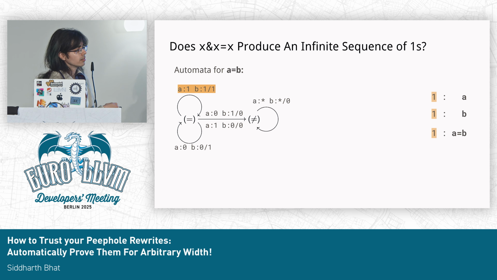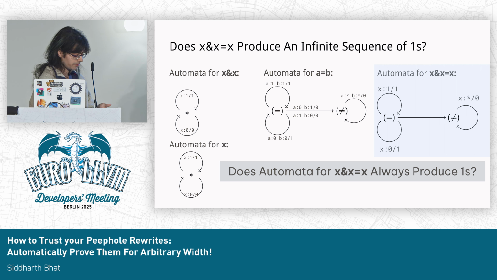So now what I can do is combine the automata for the bitwise and, the equals, and the x itself to build the automata for checking the initial thing I wanted in the first place, which is to check if x bitwise and x equals x. So now the interesting thing is, if you look at this automata, you'll see that there are no transitions into the failure state at all. So somehow, I can ask the question, does this automata always produce ones? And in this case, you can look at it by visual inspection and say, yeah, sure, it always produces ones. If you think a bit, you can also build an algorithm that tells you this, right? You really explore all the transitions and you check if it always produces ones. Exactly, so that's the idea.